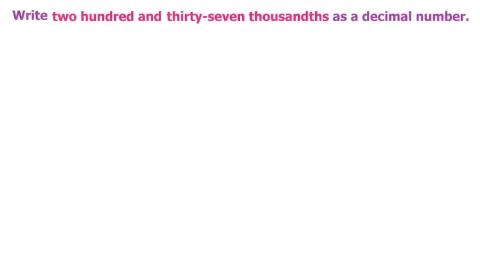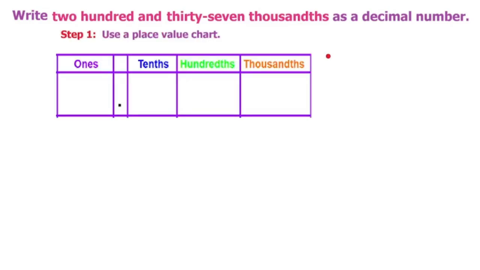In today's lesson, we're going to learn how to write words into decimals. So if we have a problem like this that says write 237 thousandths as a decimal number, and the thousandths is key here. It doesn't say thousands, it says thousandths, which tells us it's a decimal. So the first thing to do is use a place value chart. So we have the ones, the tenths, the hundredths, and the thousandths.